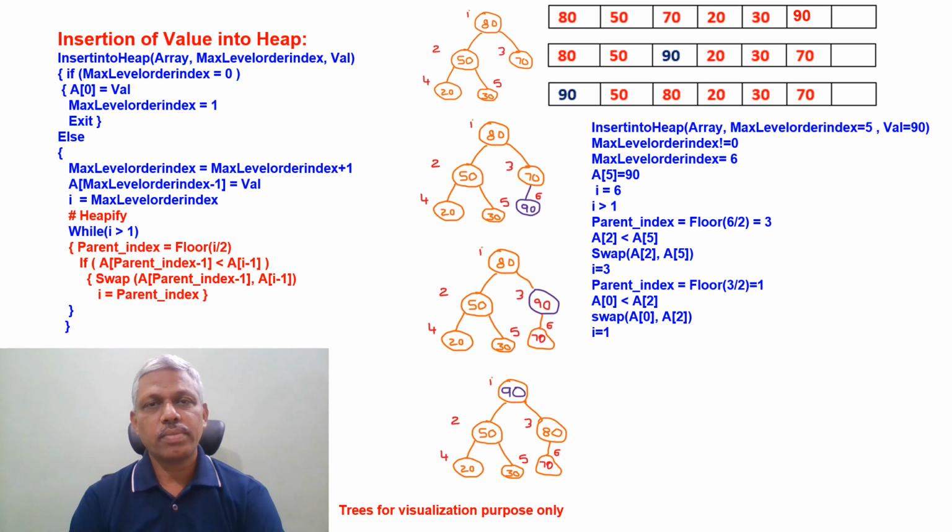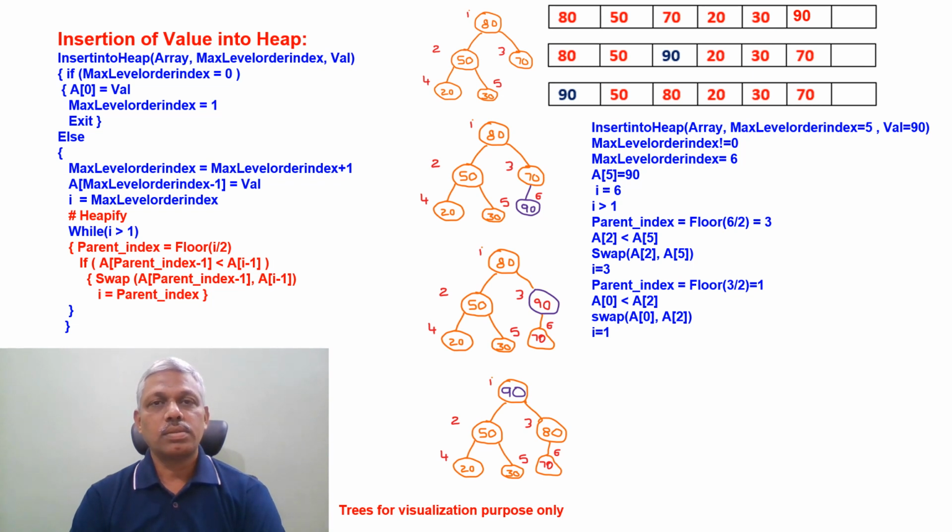The reason we have taken minus 1 is that the array index runs from 0 to n minus 1, whereas max level order index runs from 1 to n. So that is why we are taking a of max level order index minus 1. And once we add the value, it is added as the last node, fine.